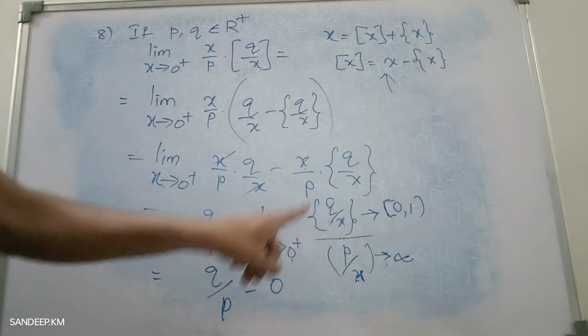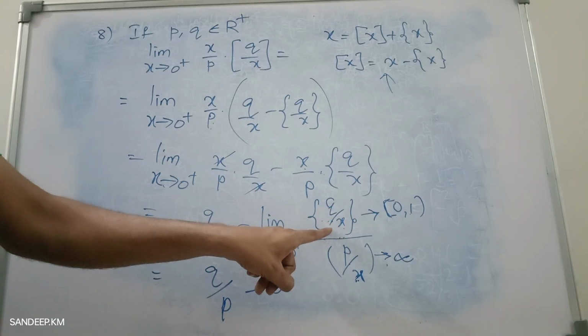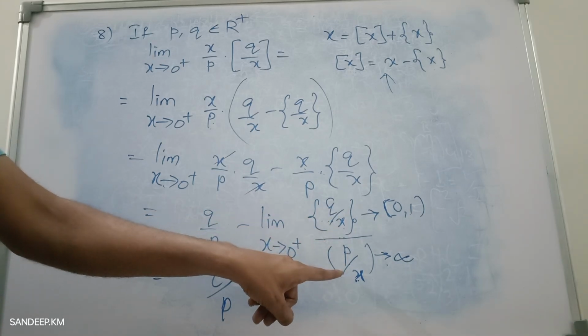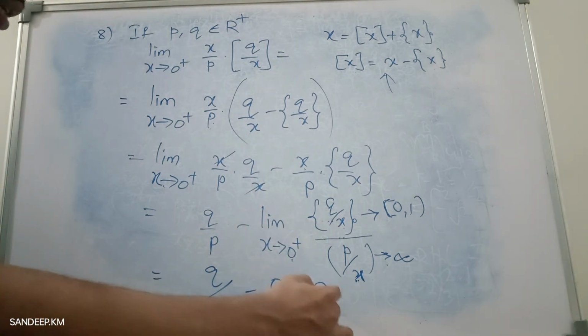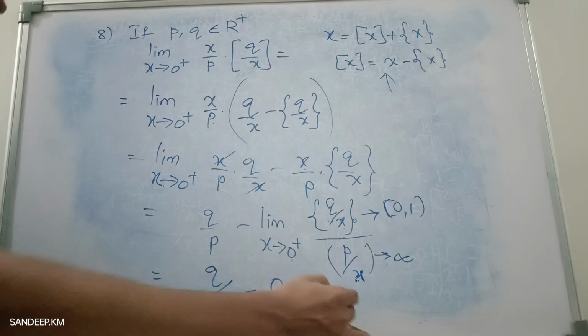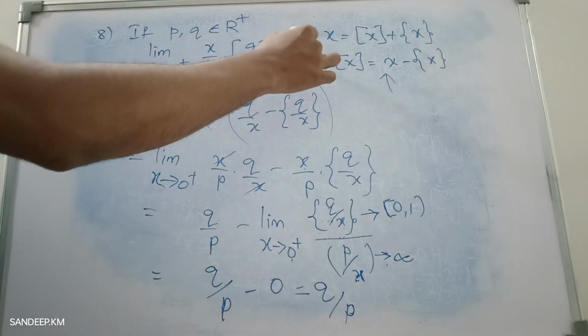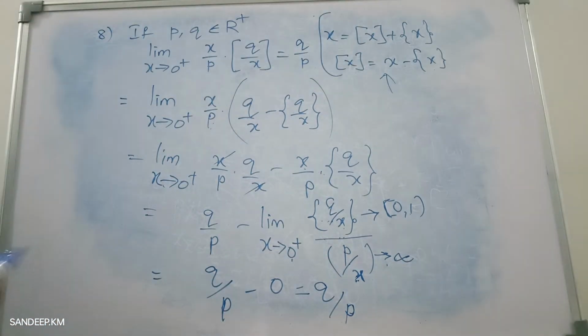So why is this entire value 0? Numerator is a finite value divided by infinite value. So when you are dividing by an infinite value, then automatically the answer is 0. So q by p minus 0 is q by p. That is the answer. So therefore the answer for this question is what? Q by p. So do practice this particular model. Okay, now we'll go with the next question.